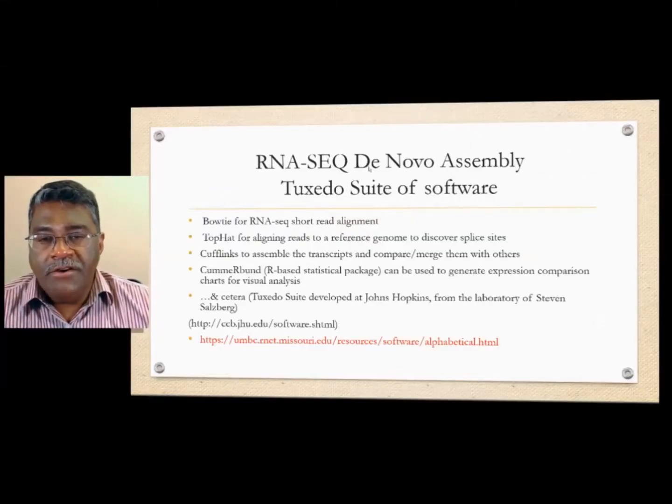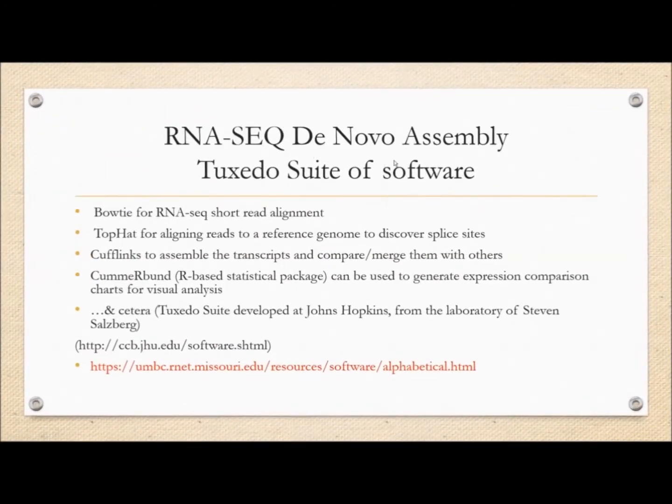Okay, so again, the RNA-seq de novo assembly. Remember, de novo means that you have the reads, you have to put them together in some semblance of a proper order, but you do not have a reference sequence. So this is a little bit of the Tuxedo suite which I had talked about. Bowtie for RNA-seq short read alignment, TopHat for aligning reads to a reference genome to discover splice sites. Remember, alternate splicing. Cufflinks assembles the transcripts and merges them with others. And then there is CummeRbund, an R-based statistical package that can be used to generate expression comparison charts for visual analysis and so on.